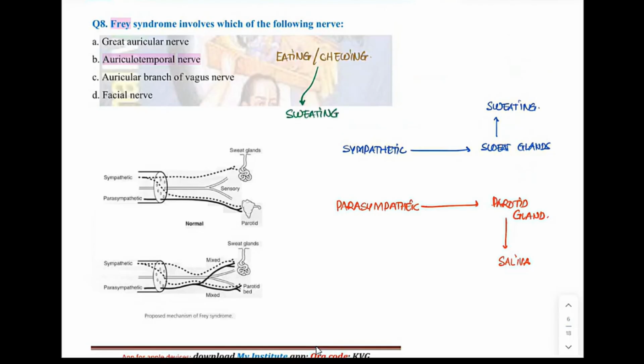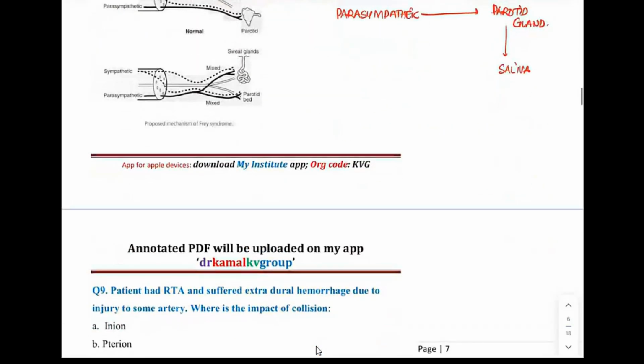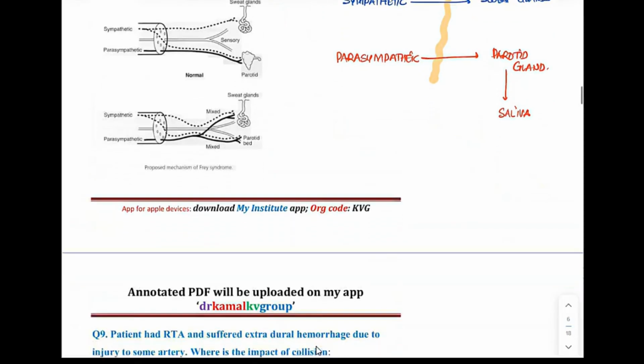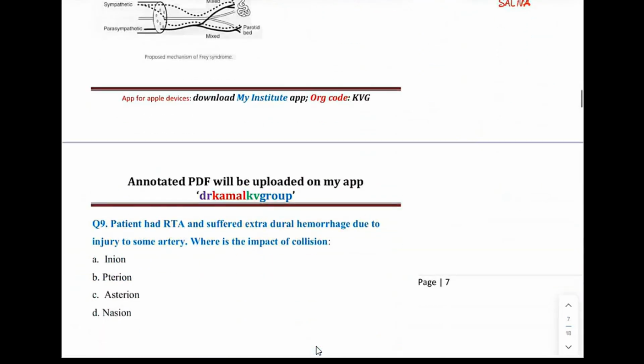So this syndrome is known as gustatory sweating, because this is known as gustation. So this is the concept of Frey syndrome, very important from exam point of view. And this happens because there is injury to the auriculotemporal nerve, and there is aberrant regeneration of the parasympathetic fibers, which by mistake goes to the sweat glands. Okay, so very important concept.